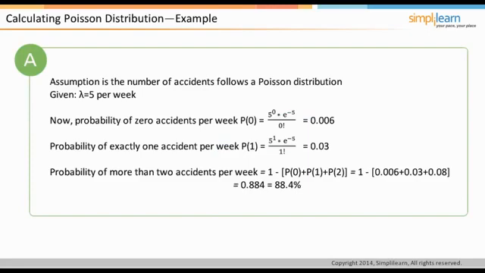Given the situation, you know that the value of lambda, or mean, is 5. So P of 0, that is, the probability of 0 accidents per week, is calculated as 5 to the power of 0 multiplied by e to the power of minus 5, whole divided by factorial of 0. The answer is 0.006. Applying the same formula, the probability of 1 accident per week is 0.03. The probability of more than 2 accidents per week is 1 minus the sum of probabilities of 0, 1, and 2 accidents, which is 0.884.